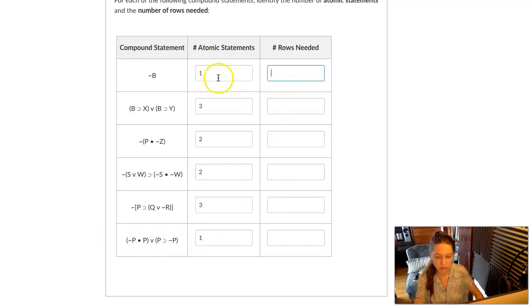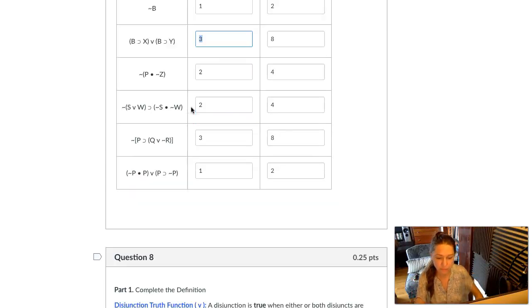Okay, now number of rows needed. All we need to know to figure out number of rows is how many statements there are. For one statement, 2 rows. 3 is 8. 2 is 4. 2 is 4. 3 is 8. 1 is 2. And again, why? Because a statement is either true or false, and we need a row for each possibility. If you have 3 statements, each statement is true or false, but there's 3 of them, so there's 8 combos. TTT, TTF, TFT. You get the idea.